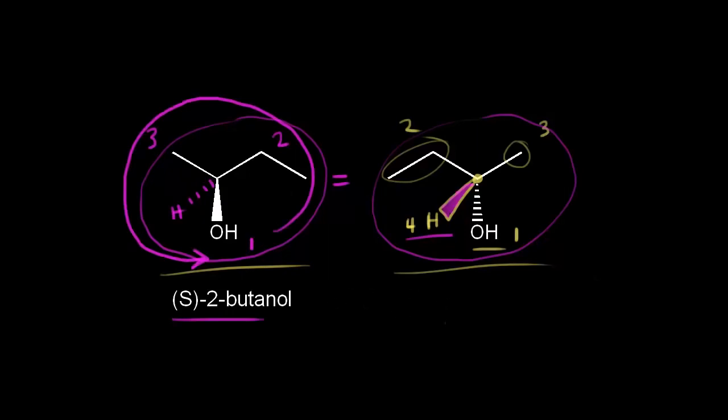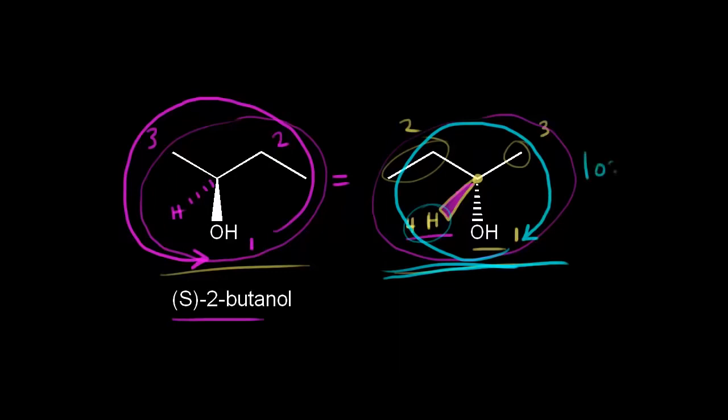So there is a trick that you can use. You can just start with the drawing on the right. You can go ahead and number your groups in terms of priority. And then you can just ignore the hydrogen for the time being. Even though the hydrogen is coming out at us in space here, if you ignore it and look at 1, 2, 3, so 1, 2, 3 is going around this way. And that would be clockwise. And we know that clockwise is R.